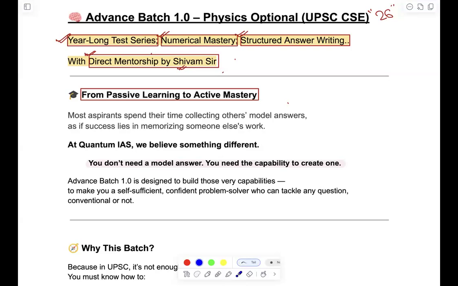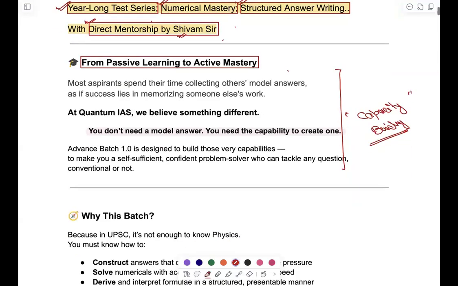So this is a program where we have a year-long test series. We will be solving 35 years. All these components are there, but here we are working on the capacity building program. This is our entire aim, that you are self-sufficient. After this course, you will be able to write a very good answer on anything, whether it's the introduction component, the interpretation component, the solution component, or the numerical component. Each component you will be able to handle very correctly, right?